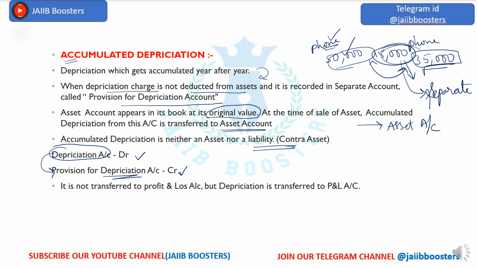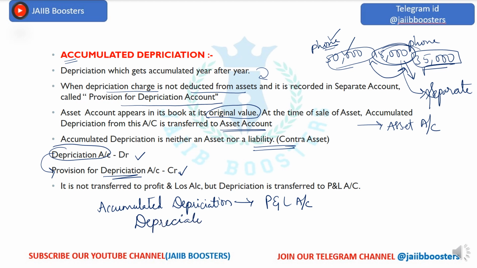Accumulated depreciation is not transferred to the profit and loss account, but depreciation is transferred to the profit and loss account. This is very important, keep in mind.